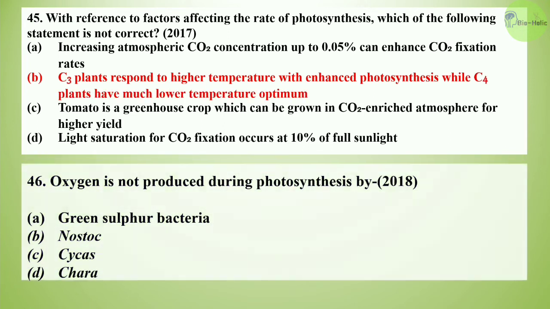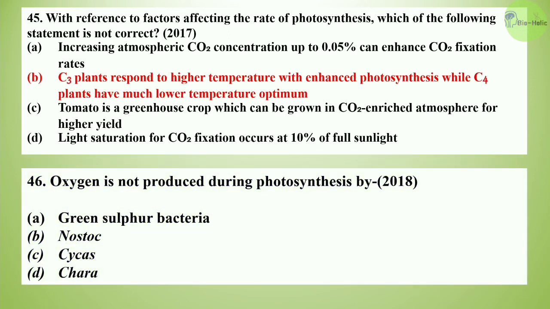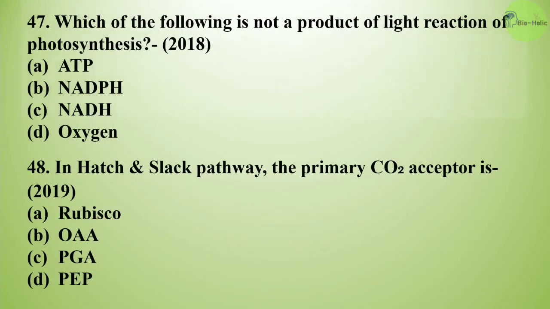Next question is, oxygen is not produced during photosynthesis by green sulfur bacteria, Nostoc, Cycas or Chara. We know in case of the green sulfur bacteria, in place of oxygen, sulfur molecules are released. That's why option A, green sulfur bacteria, will be the answer.